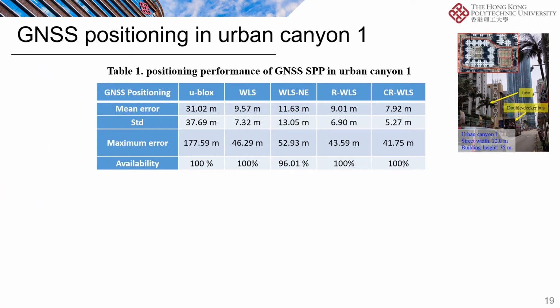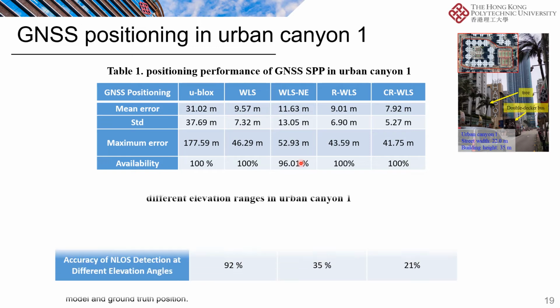We can see in the first urban canyon, the weighted least squares gets a mean error of about 9 meters. Interestingly, the error increased to about 11 meters when we exclude all the NLOS satellites. This is due to the increased DOP. Therefore, after using the reweighting scheme, we find the error decreased to 9, and to 7 after using both the reweighting and the NLOS correction. Interestingly, the NLOS exclusion will cause decreased availability due to the limited satellite numbers.